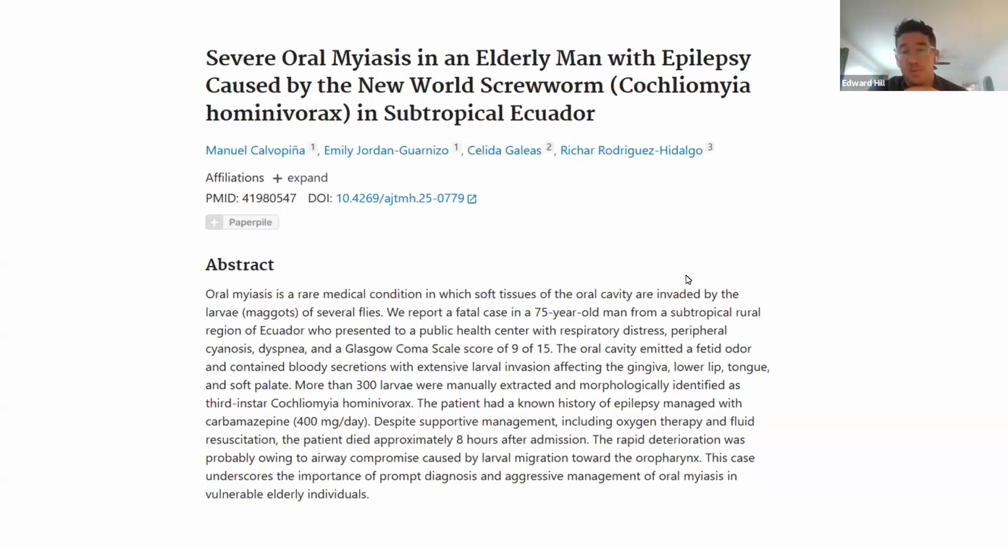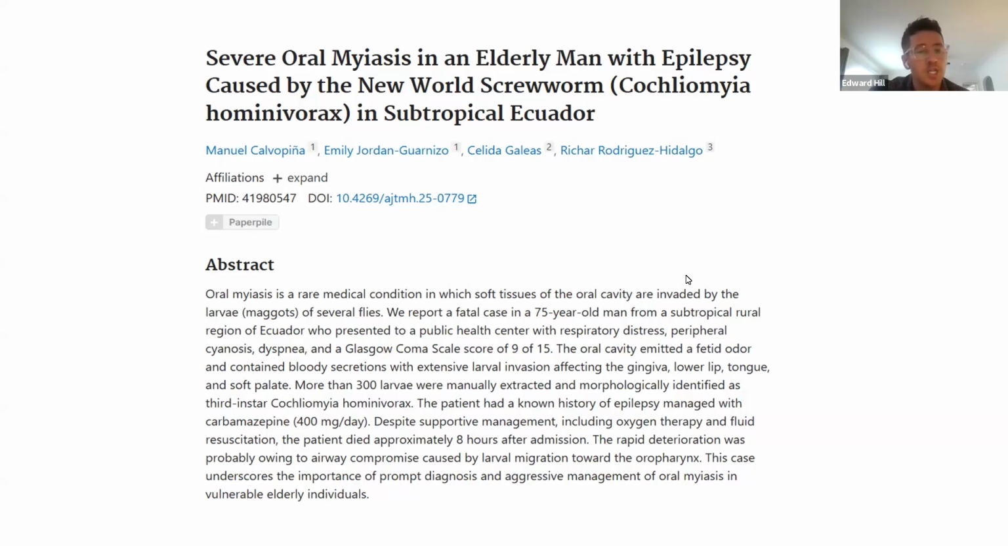Deaths, in both animals and humans, occur from massive and unchecked infestation. This is one example from this recent epidemic. This is a patient in Ecuador who died quickly upon arrival to the ED. It sounds like they had a severe larval infection in their oral cavity, and then it migrated to the oropharynx, and they died that way.